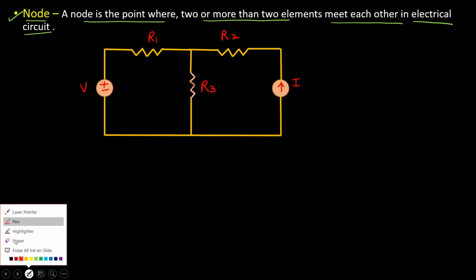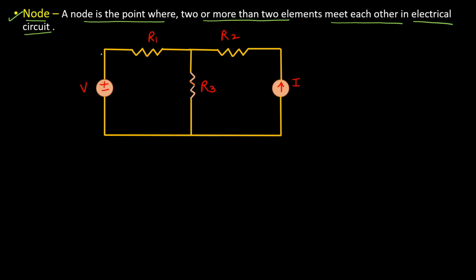According to the definition of a node, a node is basically a junction where two or more elements meet. For example, this is a node. This is also a node where three resistors are meeting each other. So this is your second node. This is the third node.